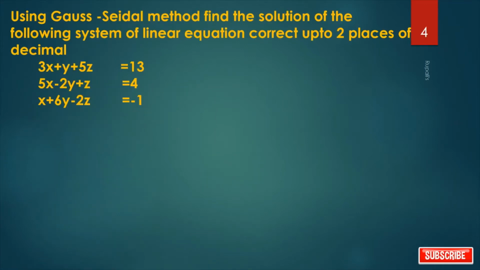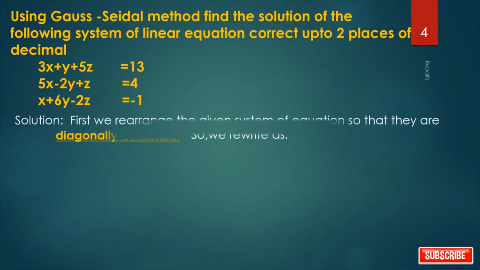Take one mathematical example. Using the Gauss-Seidel method, find the solution of the following system of linear equations correct up to 2 decimal places. So, the system of linear equations is given. Now we have to solve this using the Gauss-Seidel method. So what should be the solution?